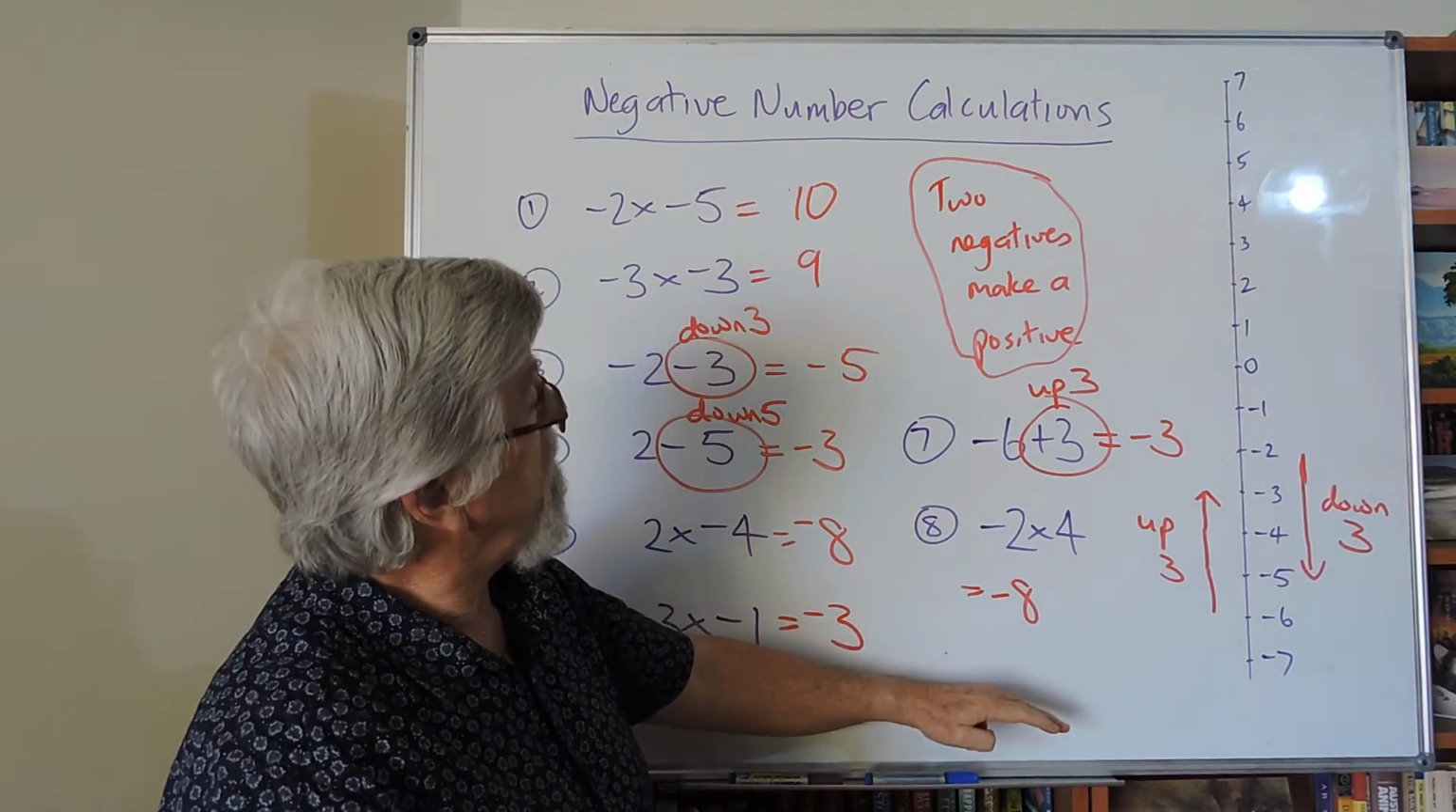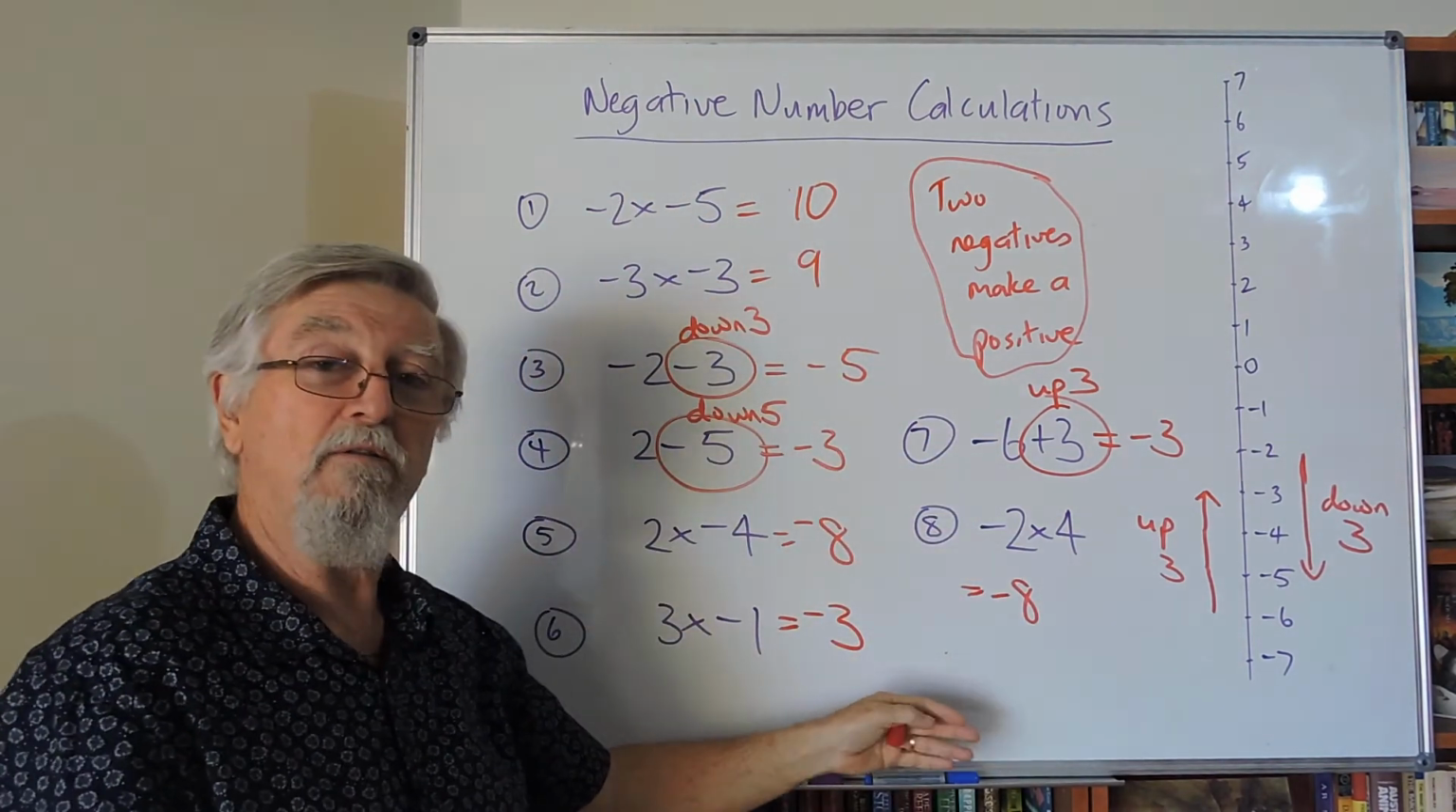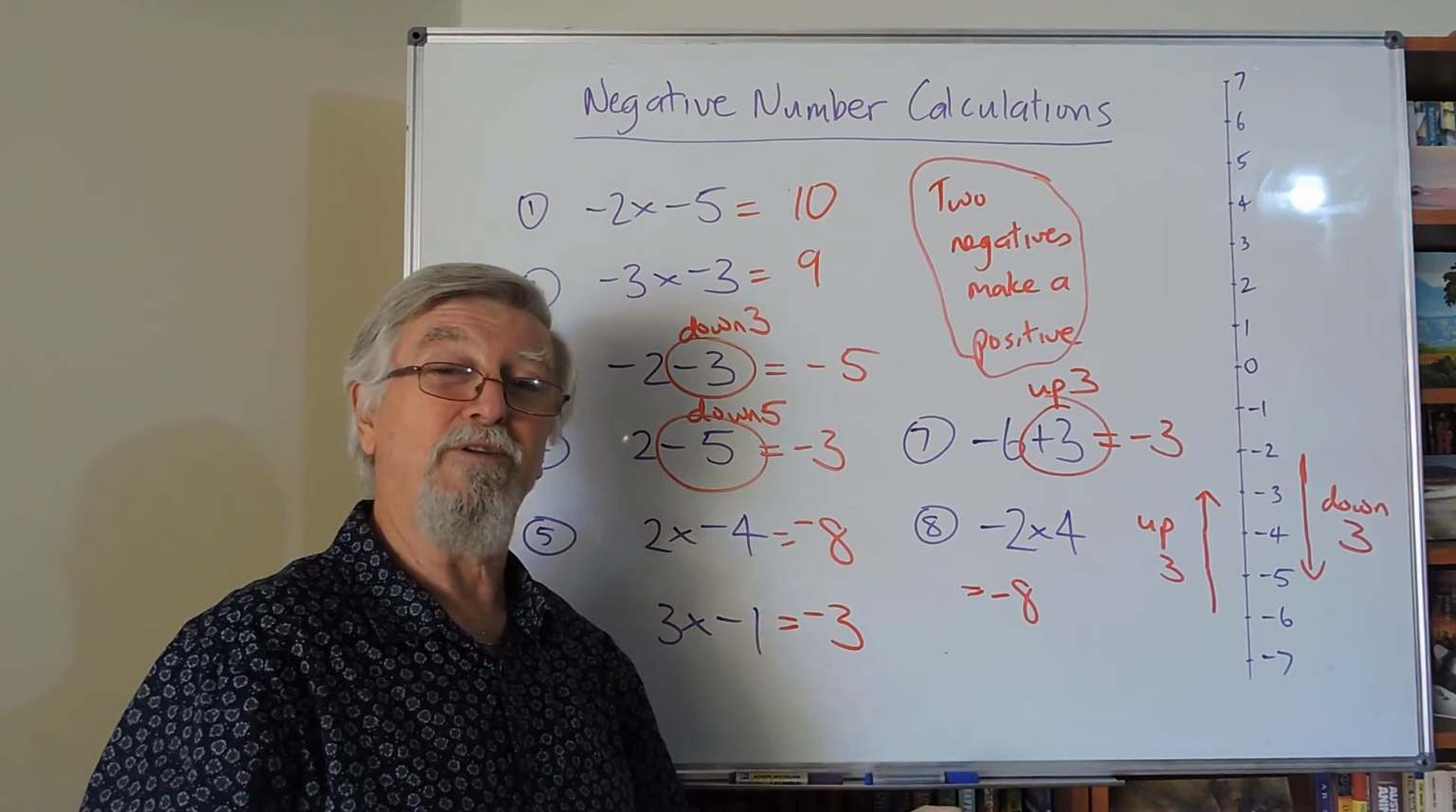And so where people get mixed up is between when the negatives become positive and when they don't. And I don't blame people, it's quite confusing at times.